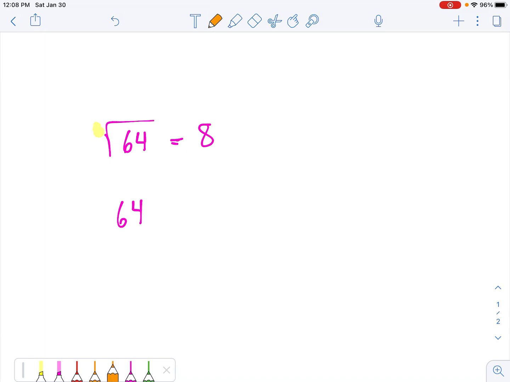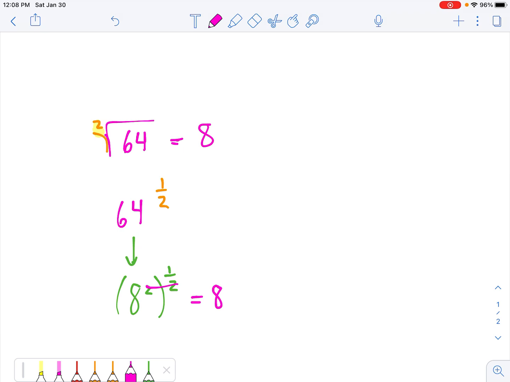Well, my index is a 2. Remember, if it's not there, it's an imaginary 2, so I have 1 over 2. How would I rewrite 64? Well, we can think of that as 8 squared, and that would be raised to the 1/2. The 2's cancel, and that simplifies to give us 8.